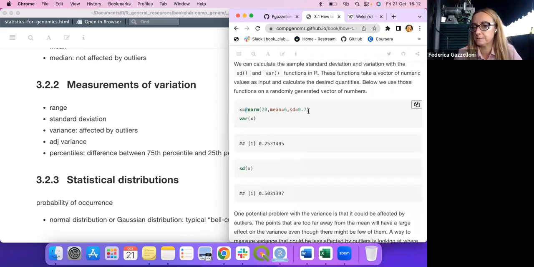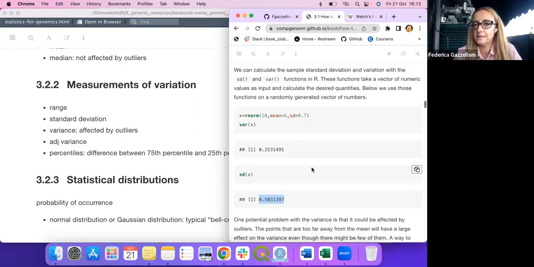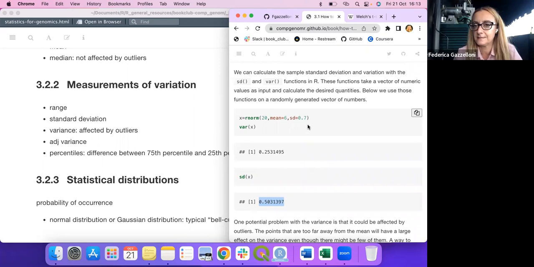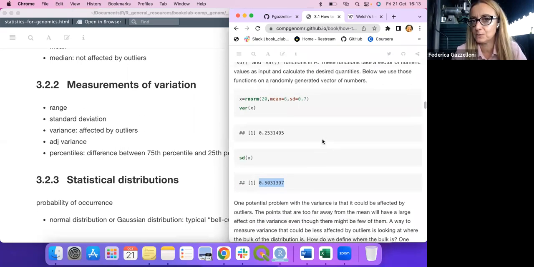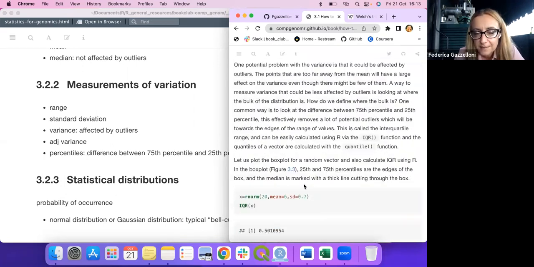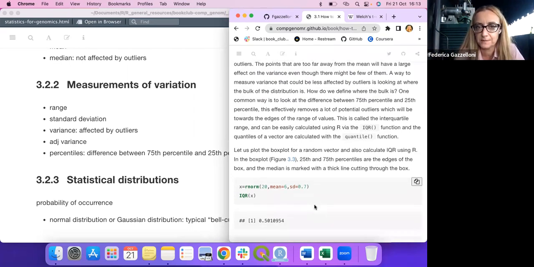If we do a random norm, for example, with a certain mean and a certain standard deviation, then we can see that there is some variation at a certain level, and the standard deviation is the square root of the variance. I don't know if you would like to go through the formulation of these statistics, the mean, the variance, the standard deviation, or would you like to go forward to the rest of the chapter?